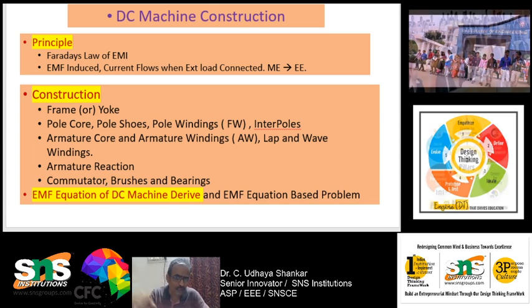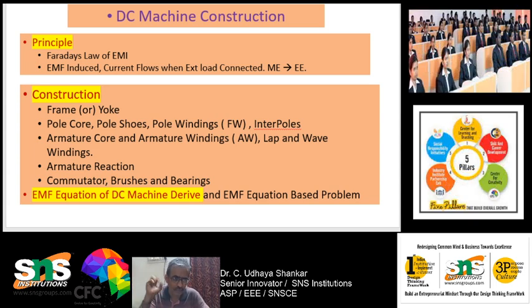All the conductors will be connected in one pattern. That pattern is called winding. There are two types of winding: one is called lap winding, the other is called wave winding.